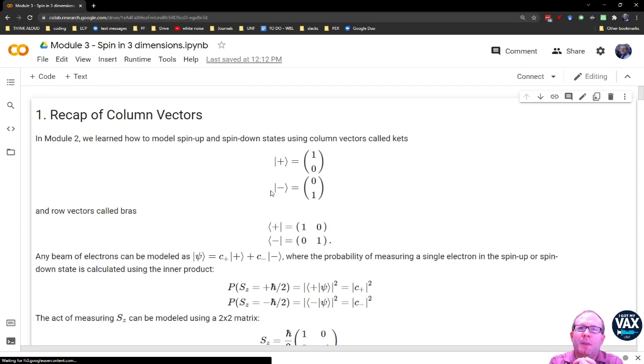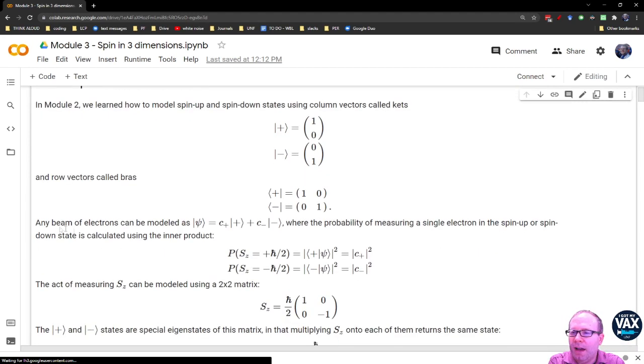Welcome to the third module in our series on professional development for high school teachers to integrate quantum concepts into their classes. At the top of Module 3 is a recap of everything we did in Module 2. We start with the recap of what these column vectors and row vectors look like in a spin 1/2 system so that you can keep track of the spin up state and the spin down state along the z-axis.